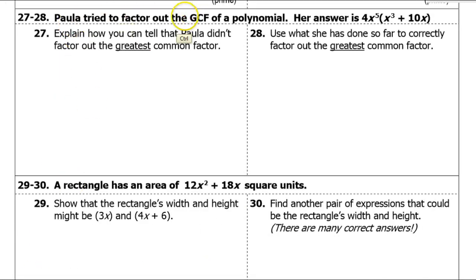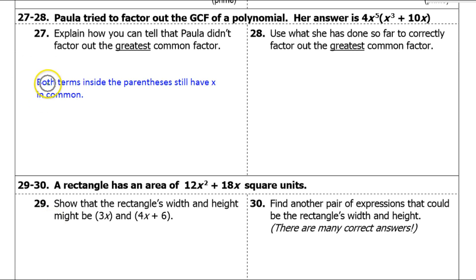Paula tried to factor out the GCF of a polynomial, and she got this for her answer. Explain how you can tell that Paula didn't factor out the greatest common factor. Well, look at her answer. Look at what's inside the parentheses. Can you see that they both still have an x in common? So that's how you know she did not factor out the greatest common factor.